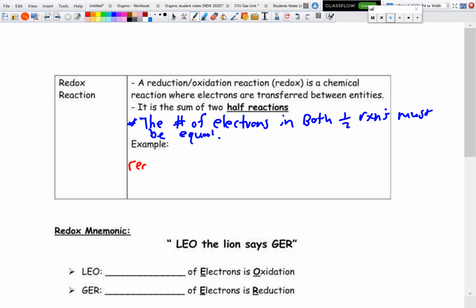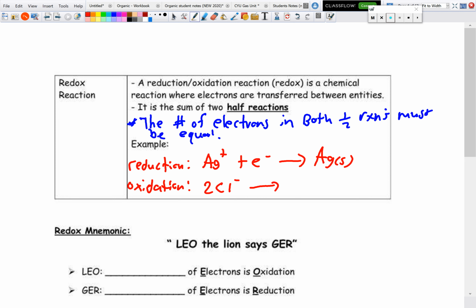we had our reduction half reaction, which was our silver example, and we had our oxidation half reaction on the previous page. So now if we want to get our redox, adding those 2 together is what we call a redox, when we add our reduction and oxidation half reactions together. Now we are going to make use of the little one that I wrote in here: the number of electrons in both half reactions must equal out.